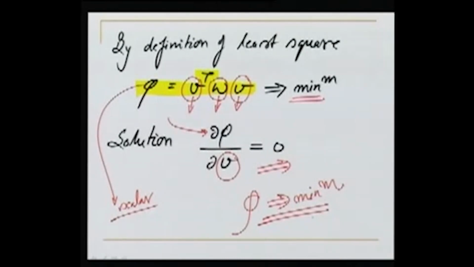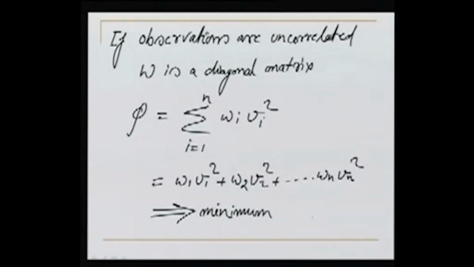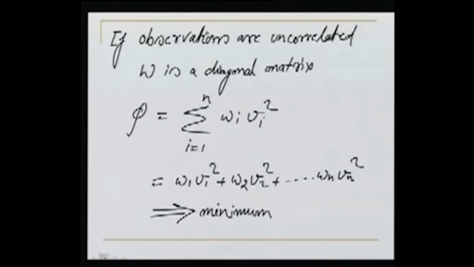Okay. We'll look into some examples in a moment. But depending on our W, if our W is a weight matrix, if the observations are uncorrelated, we have the sets of observations and they are uncorrelated. All observations are totally independent, no correlation between them.